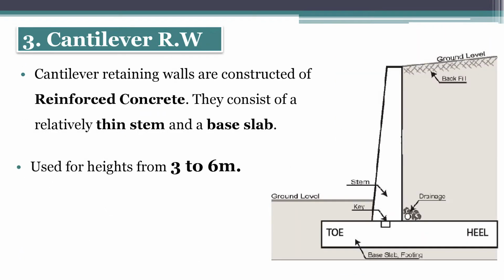Third type is cantilever retaining walls. Cantilever retaining walls are constructed of reinforced concrete. They consist of a relatively thin stem compared to gravity retaining walls and a base slab. Base slab is further divided into two parts, toe and heel. These walls are also used for the height from 3 to 6 meter. We will discuss the components of retaining wall in the coming video.